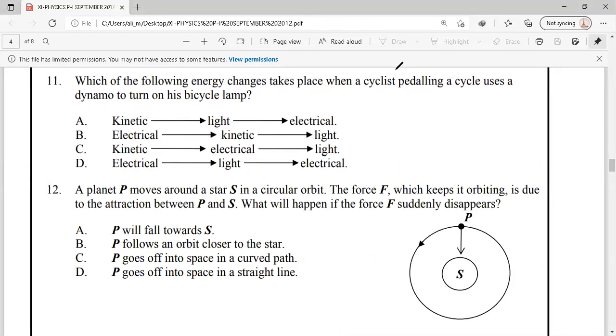Let's see question number 11 and 12. Which of the following energy transformations takes place when a cyclist pedaling a cycle uses a dynamo to turn on his bicycle lamp?